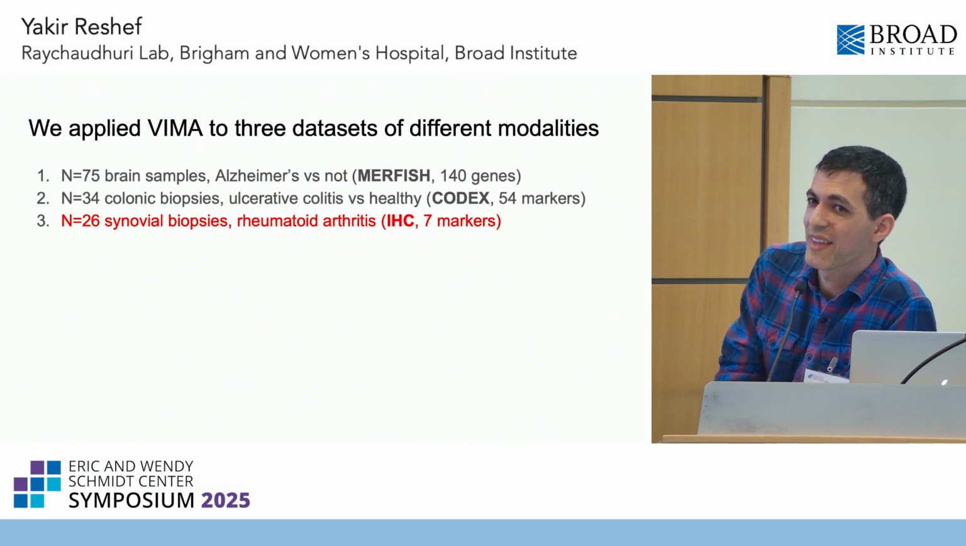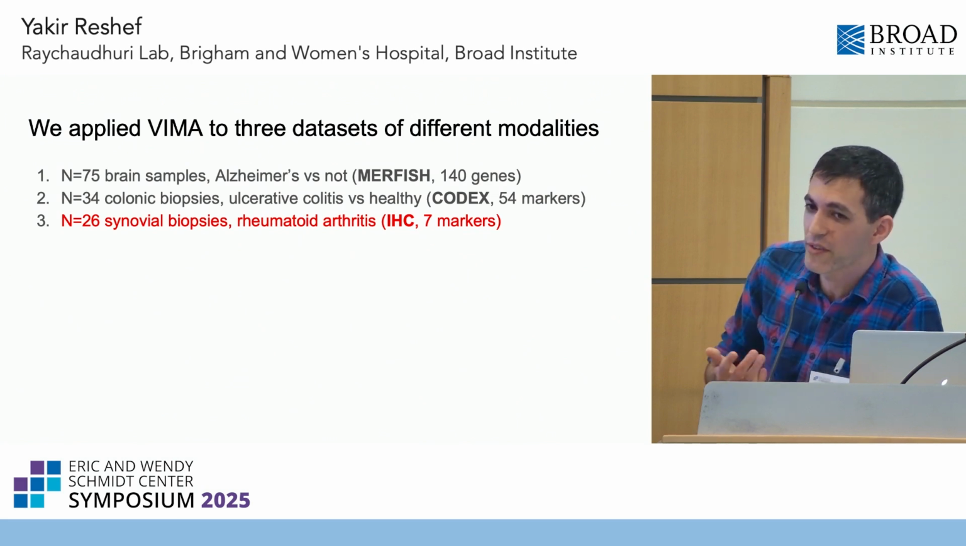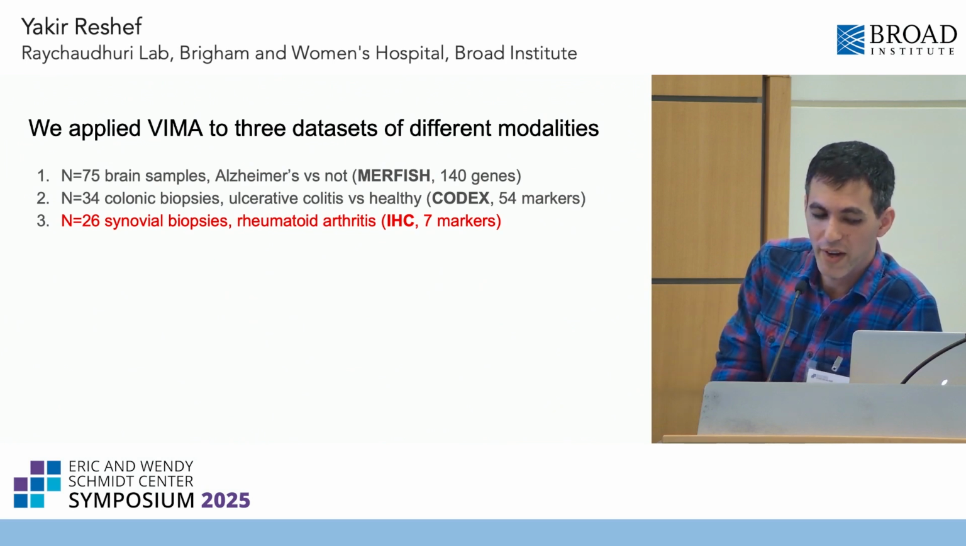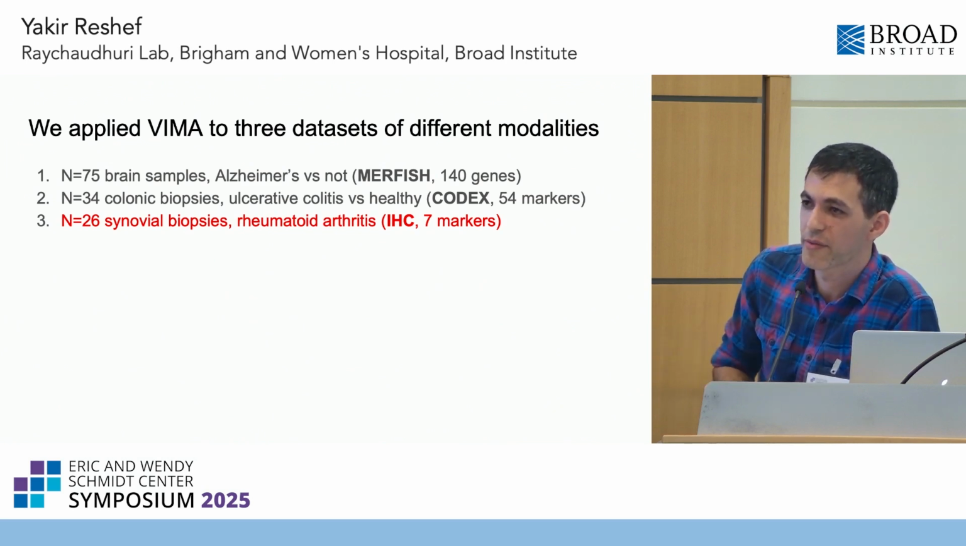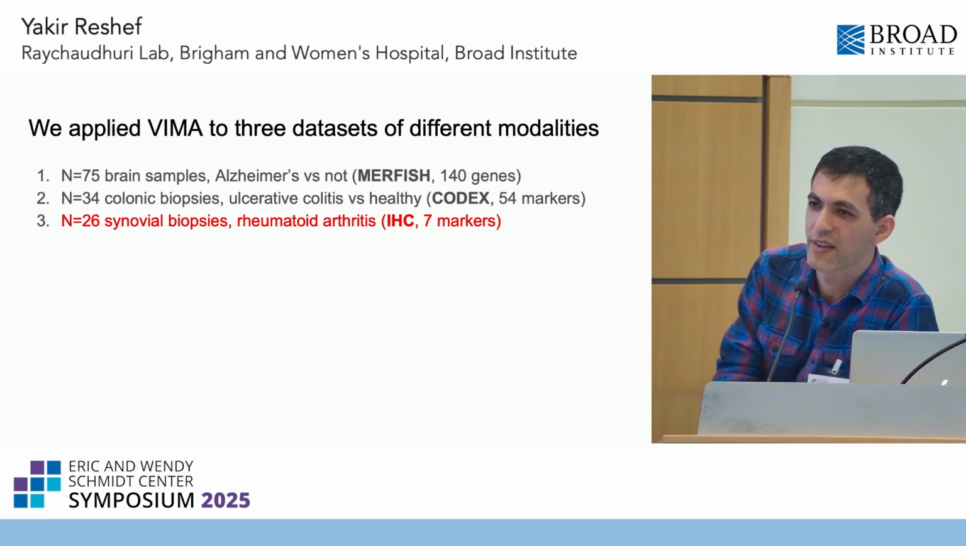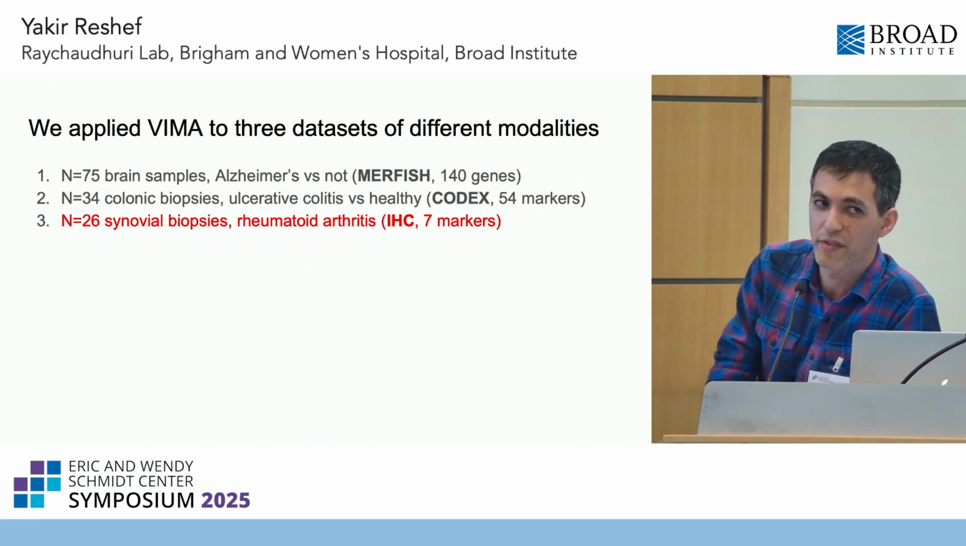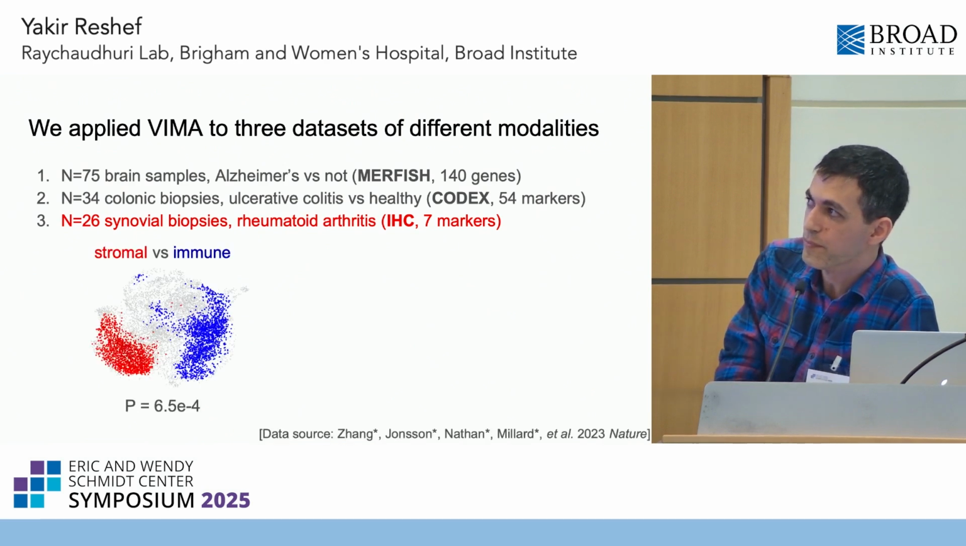In the rheumatoid arthritis data set, our goal was to take this immunohistochemistry, which is a relatively simple modality that's been around for decades, and to see whether our method could rediscover known disease subtypes that were only determined recently using much more advanced single-cell technologies, and then to leverage the fact that this is a spatial modality to see if there was any extra insight that we could add.